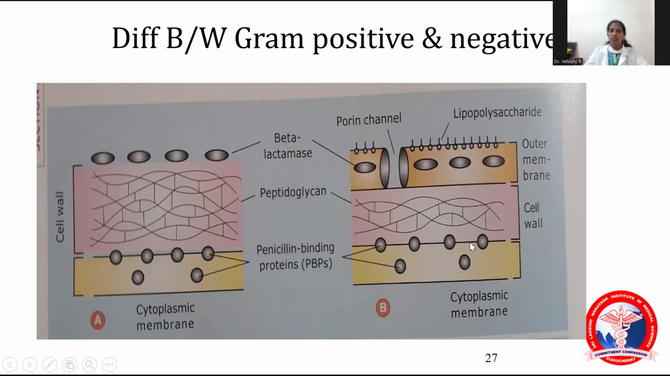Only those drugs which have highly hydrophilic characteristics will enter inside the porin channel and reach the target site, that is the penicillin-binding protein of the peptidoglycan layer. So this is the difference between gram-positive and gram-negative. That is why some of the drugs are ineffective against gram-negative. But ampicillin, amoxicillin, and this group of drugs have the capacity to enter inside the porin channel and act on the peptidoglycan layer.